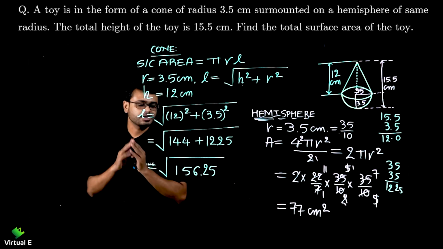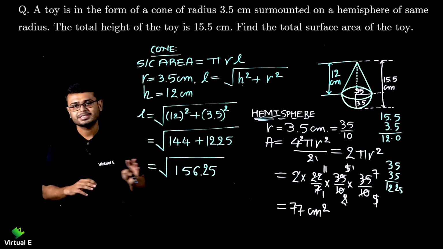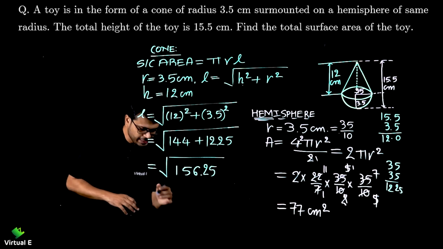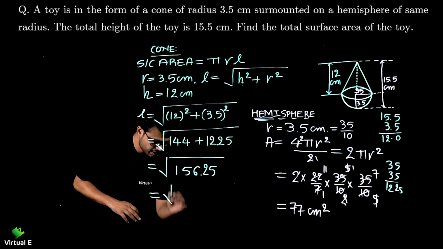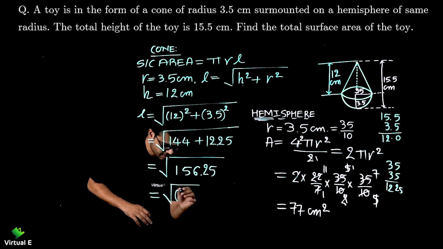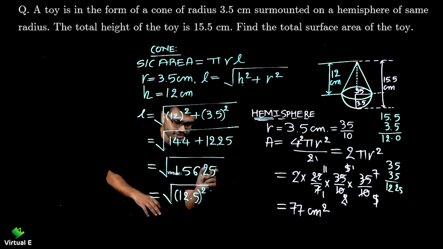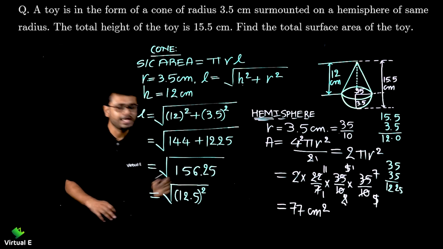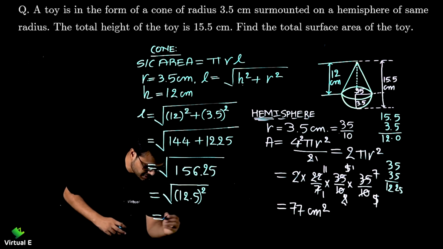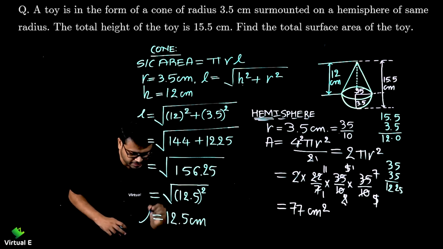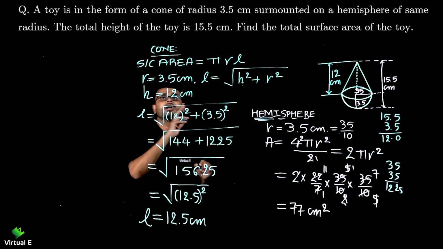Remember, whenever you are stuck at this point, do the prime factorization, you will get an idea that they are in pairs. So I tell you the square root of this, it is 125, right? Why have I written the point over here? Because there are 2 decimal places, so the square root will have only 1. So that is 12.5 centimeter. That's the value of L.